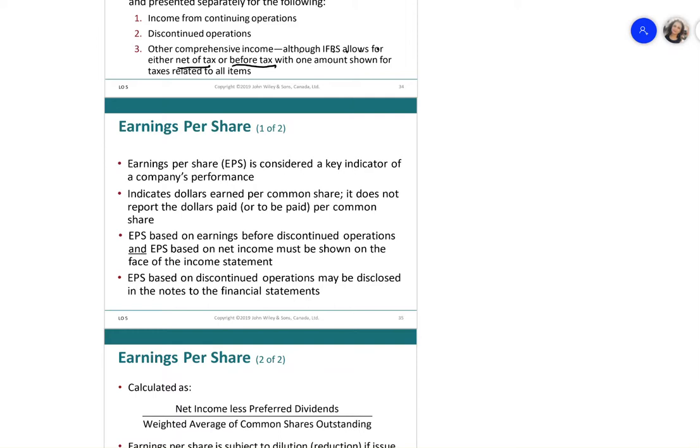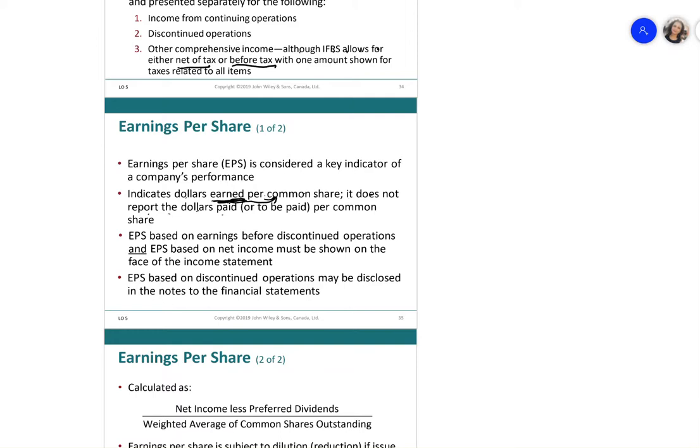So the company needs to perform well in order to pay out its shareholders. It indicates dollars earned per common share. It does not report the dollars paid. Earned means it belongs to the common shares. In order for them to get paid, the company has to declare the dividends first before it can be paid.